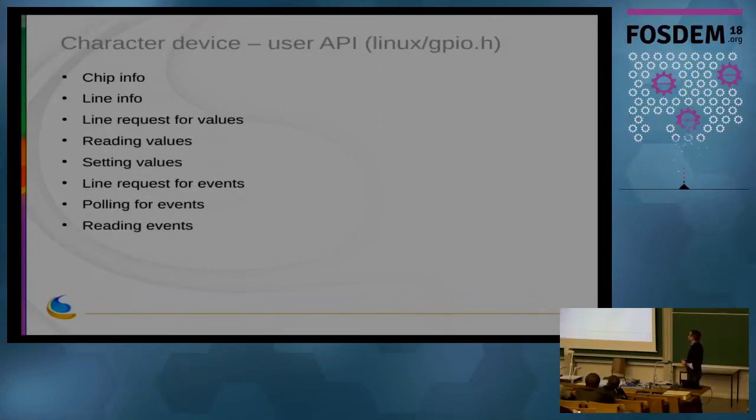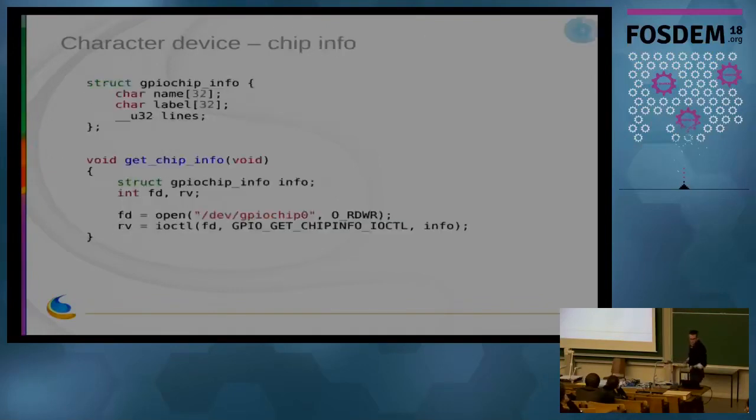This new user API lives in a header, include uapi linux gpio.h, and the header is logically split into several sections. So you deal with chip information, line information, then requesting lines for values and reading and setting them. You get line requests. You can separately request lines for reading the events, and then you can poll these events and read them. I'm going to go through a couple of examples of how to use C code from user space to manipulate GPIOs.